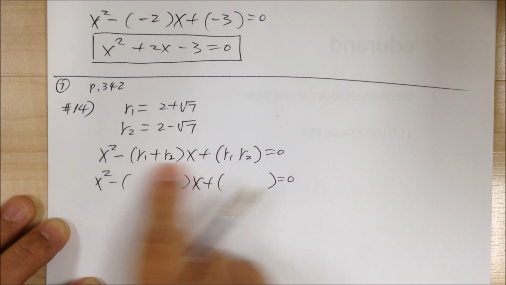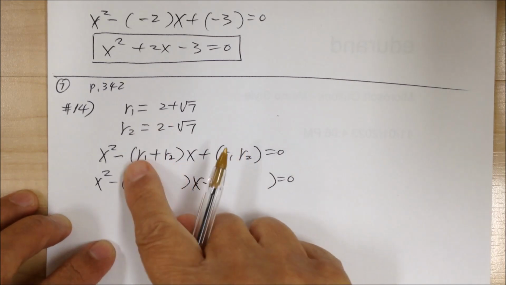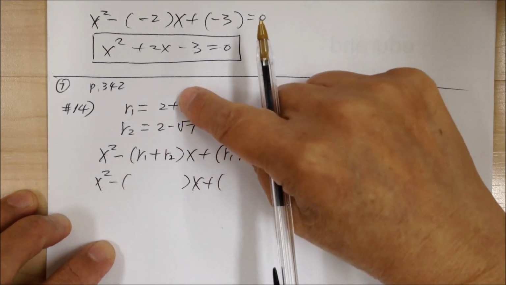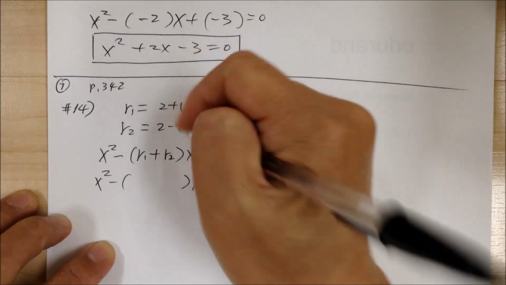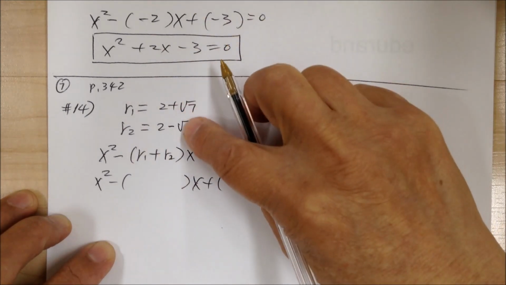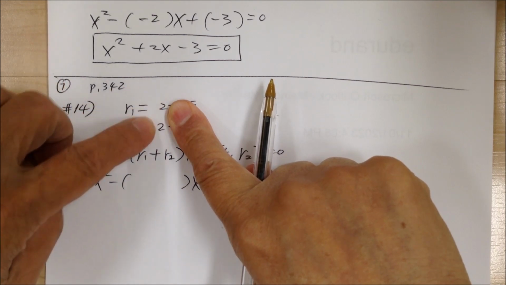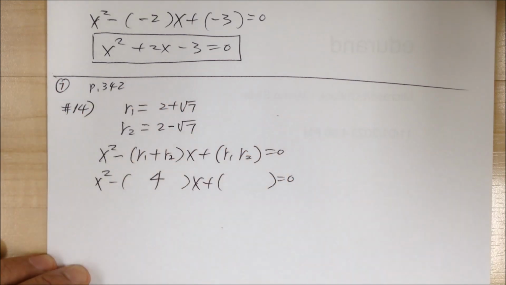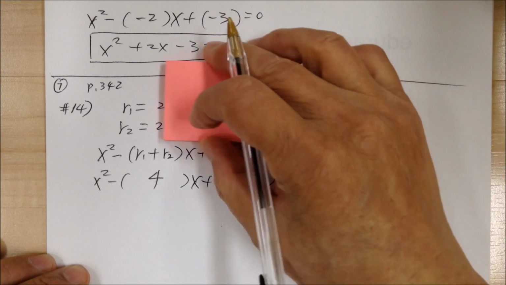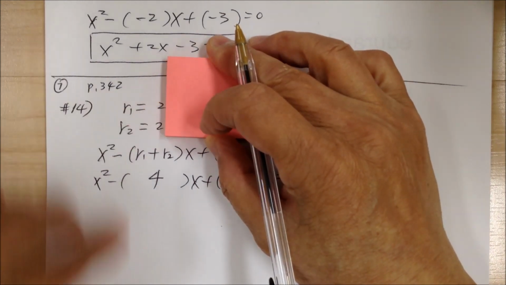Okay, so you write down the equations, and you can substitute, right? First you have to add. When you add this, notice plus or minus will cancel out. So plus square root of 7 minus square root of 7 will cancel out. So all you have to do is 2 plus 2, which will give you 4. Again, plus or minus will cancel out, so all you have to do is worry about that.